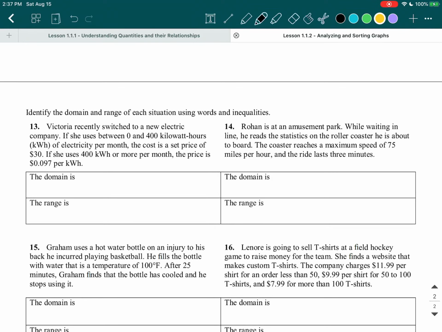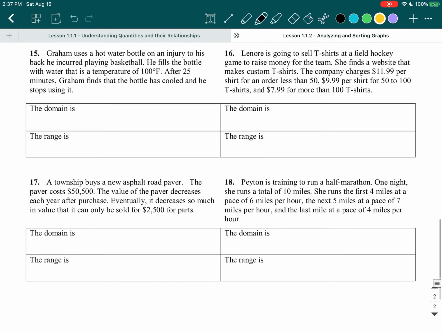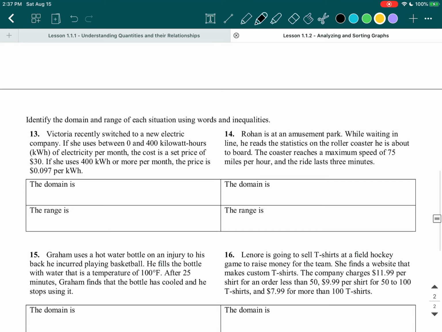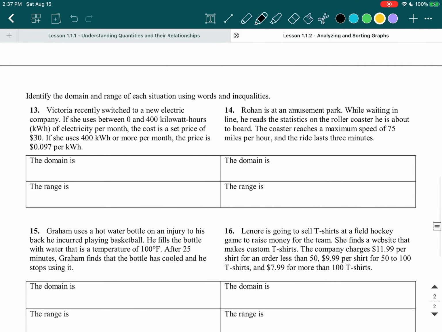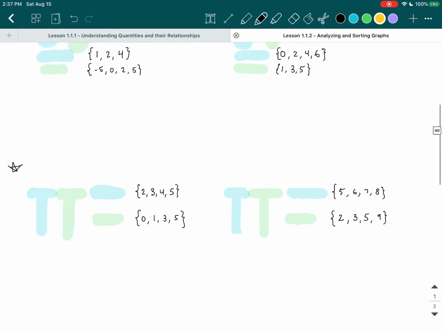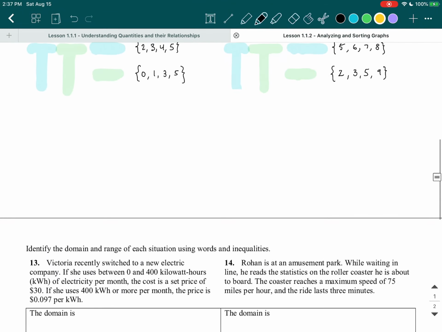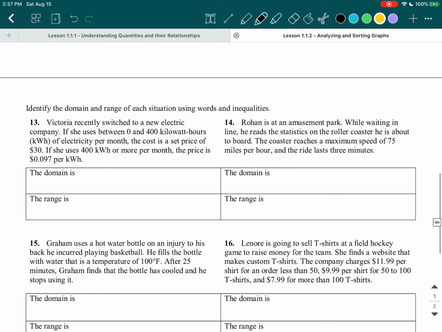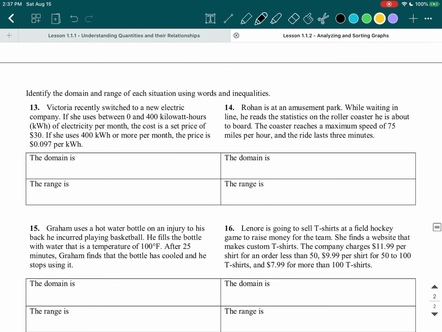Right, so now we're going to do problems like 13 and 14, and then you're responsible for doing the rest of the worksheet on your own afterwards. So when we're doing these word problems, I want you to realize that they're a little bit different from the other ones that we just did with all the curly brackets and the numbers, okay?